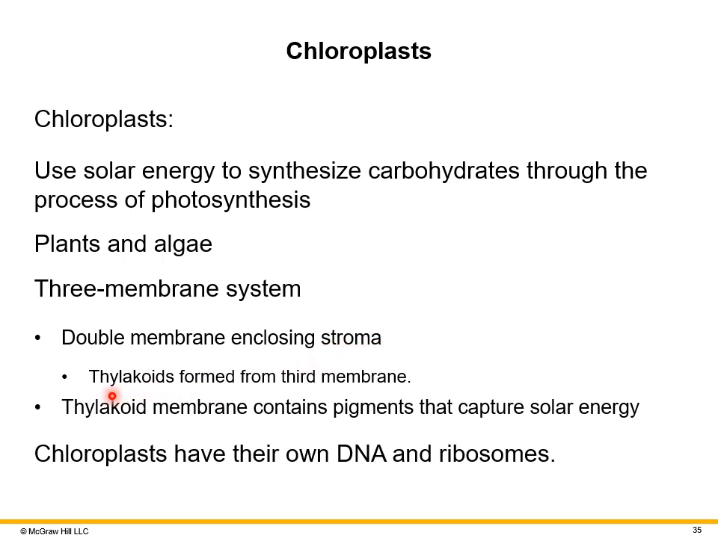And the thylakoids are going to be the innermost membrane, or the third membrane, and they're going to be arranged sort of like a disc. And it's the thylakoid membranes that actually contain the pigment called chlorophyll that captures the sunlight energy. Chloroplasts also have their own chloroplast DNA and ribosomes as well.